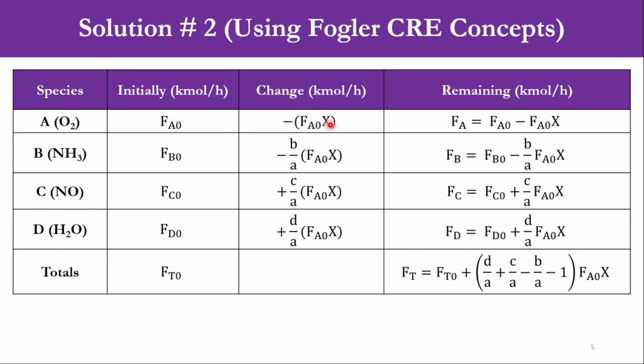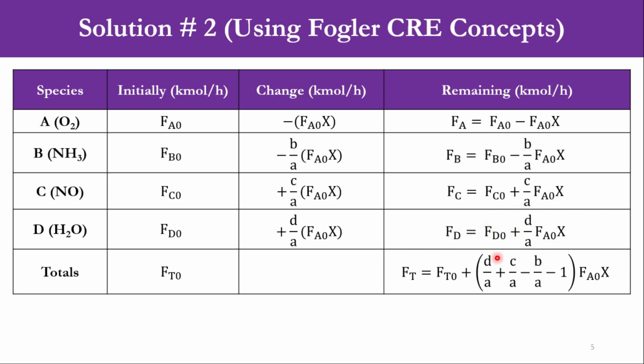Now the change will be minus FA0X, minus b over a FA0X, plus c over a FA0X, and plus d over a FA0X. Remember that the equation will be adjusted in such a way that the stoichiometric coefficient of oxygen will be 1, or you can say minus 1, and accordingly it will be adjusted. So this now sums up as FA is equal to FA0 minus FA0X, or FA0 into (1 minus X). FB is equal to FB0 minus b over a into FA0X. FC is equal to FC0 plus c over a FA0X, and FD is equal to FD0 plus d over a FA0X.